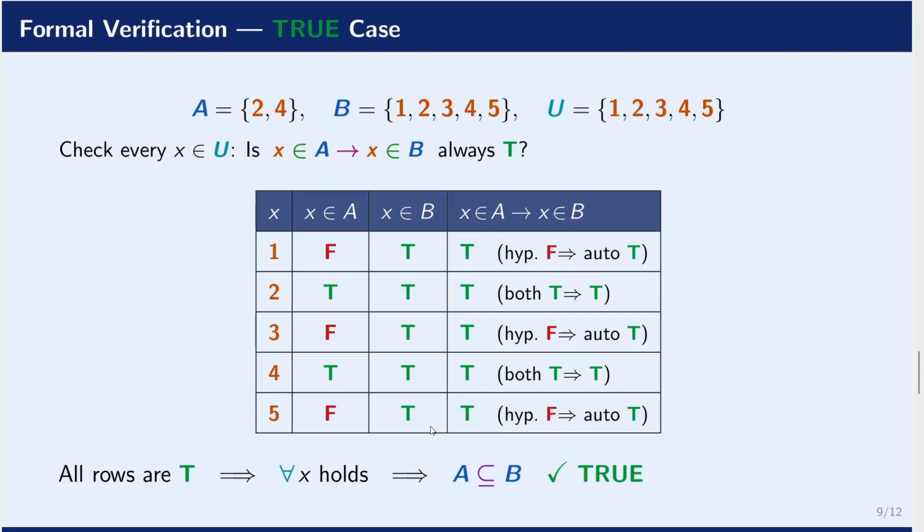Since all rows resulted in a true statement, the for all condition perfectly holds. Therefore, we can confidently conclude that the statement A is a subset of B is completely true.